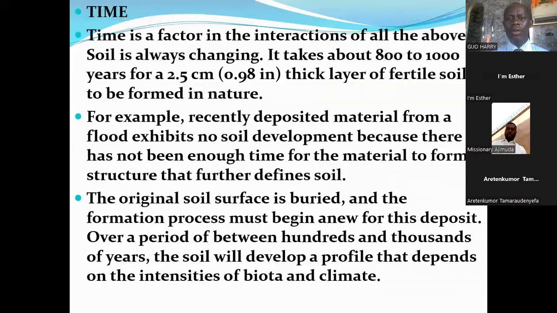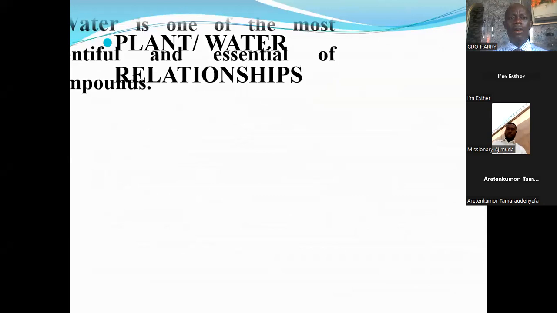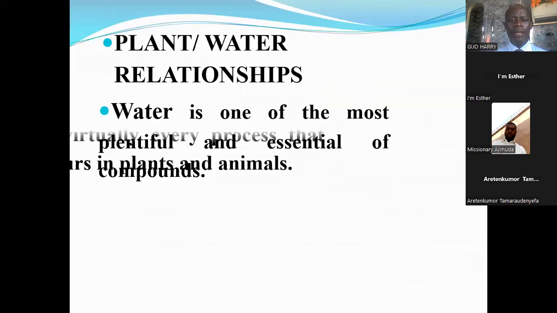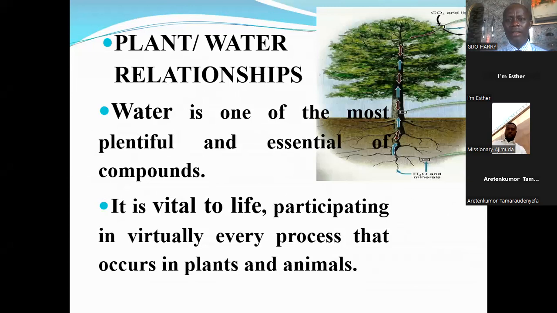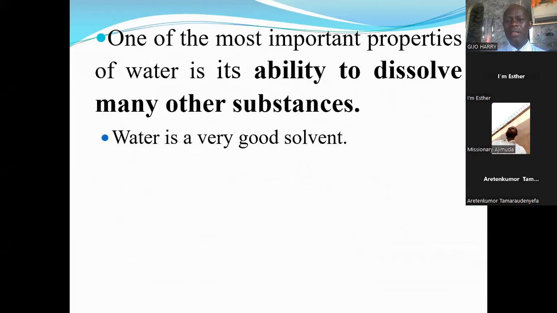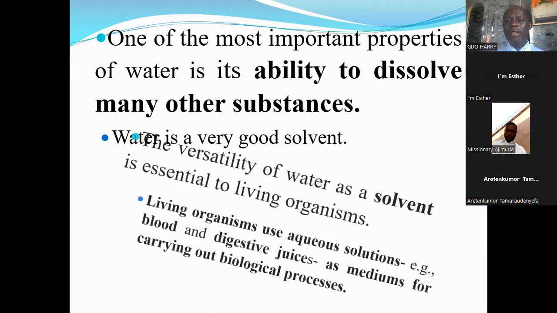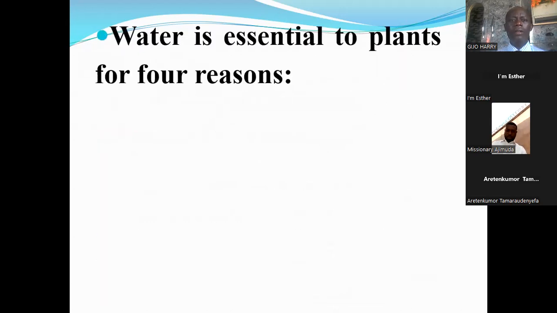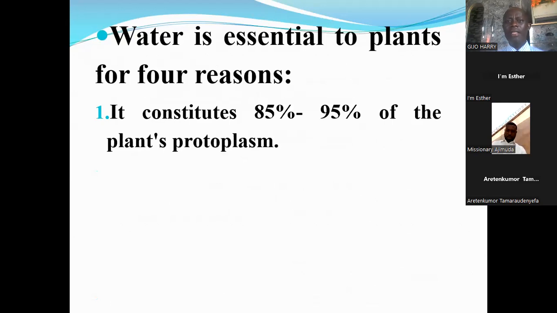And the liquid content, the blood, is also easily transported because of water. And food substances and minerals are also transported upwards because of the ability of water to serve as a very good solvent. Then water is essential to plants for 4 reasons.